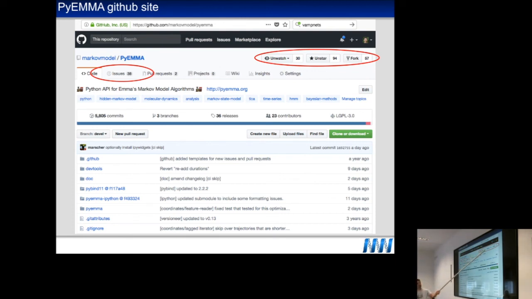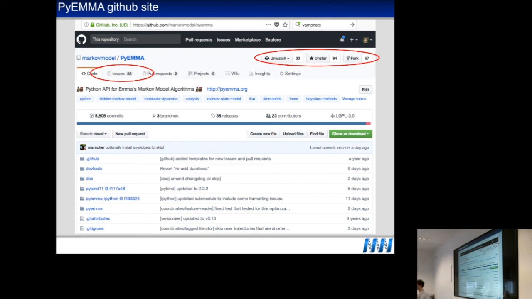If you're really interested in development, you can set a watch. That way you will see what is going on on the developer side, so when new features are added or issues are discussed, etc. If you like the package, you can give us a star.